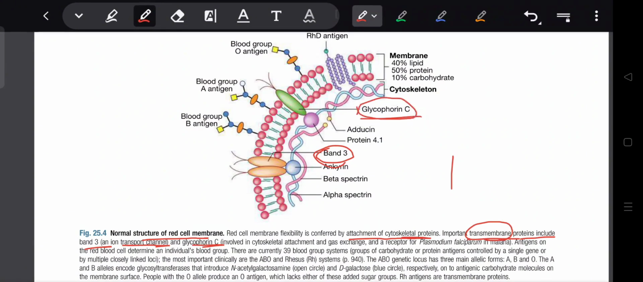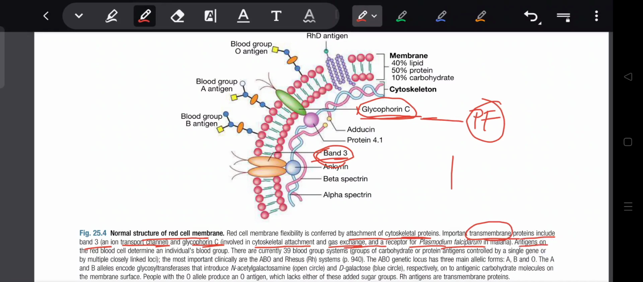Band 3 is a transmembrane protein involved in cytoskeleton attachment and gas exchange. Ion channel proteins are also present. Glycoprotein C is involved in cytoskeleton attachment and is a receptor for Plasmodium falciparum in malaria.